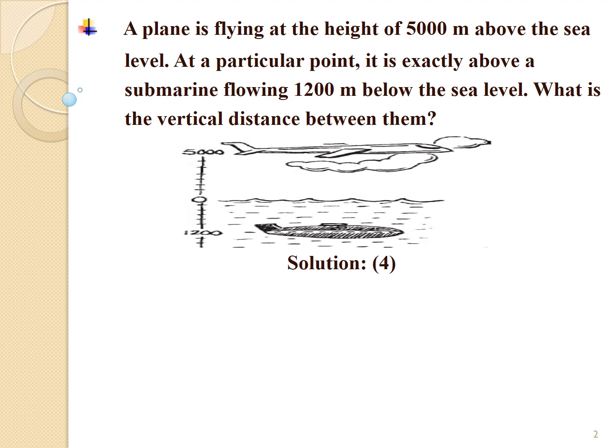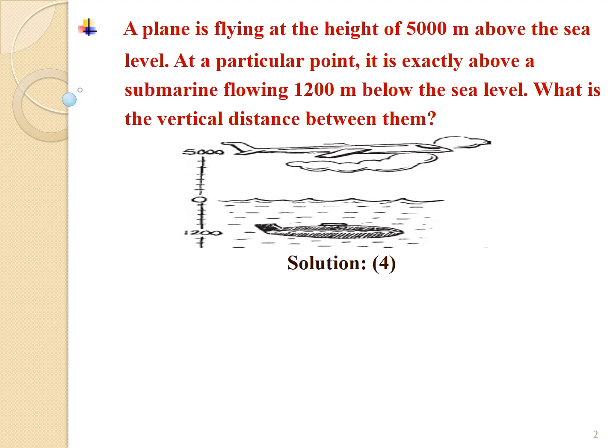Exercise 1.1. Question number 4. A plane is flying at the height of 5,000 meters above the sea level. At a particular point, it is exactly above a submarine flowing 1200 meters below the sea level. What is the vertical distance between them?